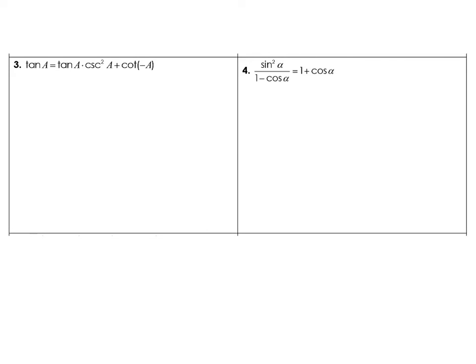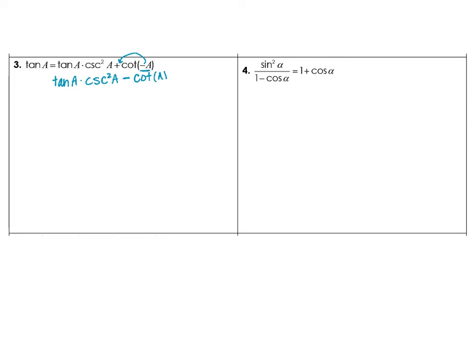All right, for our next problem, let's see what we can do with that one. Start with the most complicated looking side, which should be the right side, I guess. And so first thing that we can do is fix that cotangent of negative a. That negative is going to move to the outside and become positive on the inside there. So we're going to have tangent a times cosecant squared a minus cotangent a. Now let's go ahead, well, we don't need the parentheses there, but y'all get the idea.